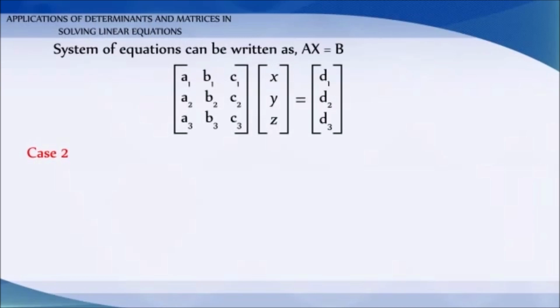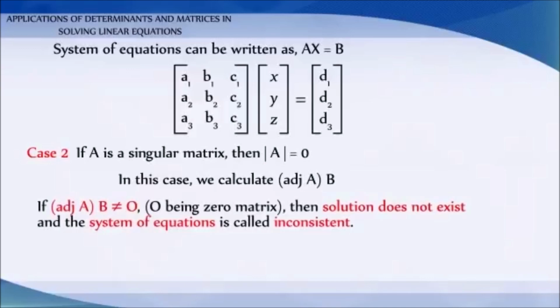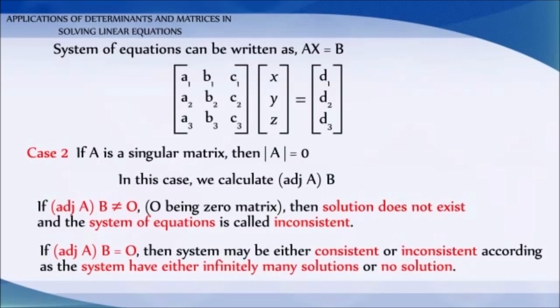Case 2. If A is a singular matrix, then its determinant value is equal to 0. In this case, we calculate adjoint of A into B. If adjoint of A into B is not equal to 0 matrix, then solution does not exist and the system of equations is called inconsistent. If adjoint of A into B is equal to 0, then the system may be either consistent or inconsistent according as the system has either infinitely many solutions or no solution.